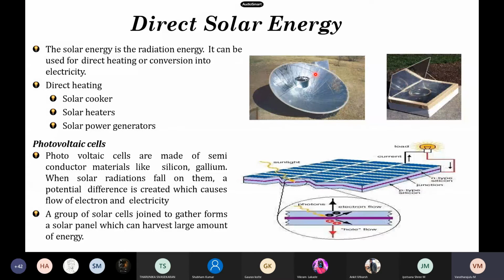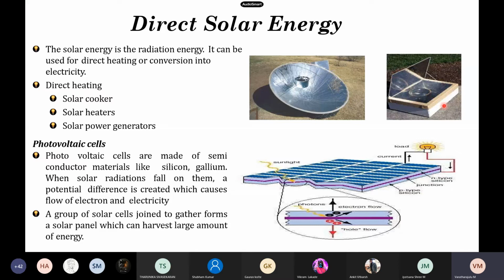See here, a box is provided. Inside the box is painted with a black color to accumulate the heat energy. A glass is provided. The glass is inclined in such a way that it can get the solar energy, and it can concentrate on the vessel which is provided inside the tub, and through that we can utilize the solar energy. And this was the direct solar energy. It has its own disadvantage. The efficiency is very minimal.